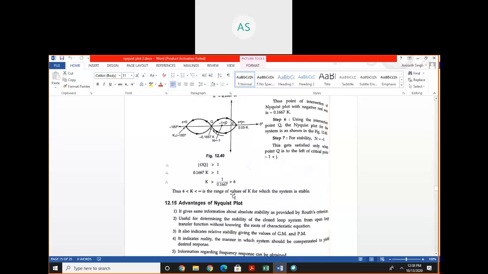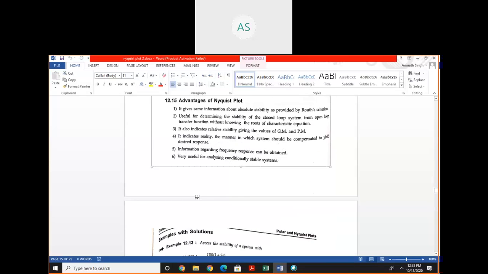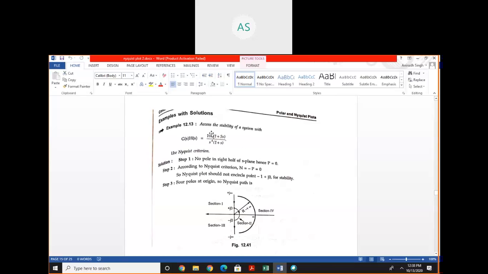In this case, this is the origin O, and the absolute value of OQ is greater than 1, because the point Q is to the left hand side of minus 1. The value of OQ is 0.1667 multiplied by K, and this is greater than 1. So the value of K is greater than 6, or we can say that K is in between 6 and infinity. In this range, the system is stable.